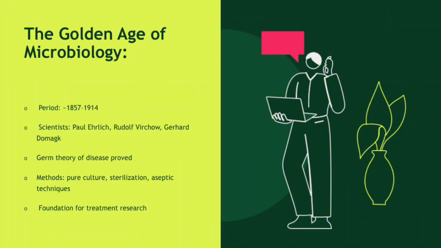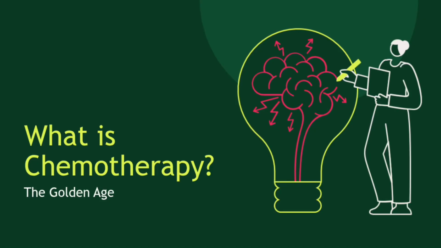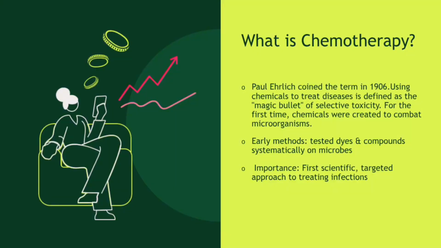It's when the germ theory of disease was proven and essential lab techniques like pure culture and sterilization were established. Our key figures all built their careers on this foundational work. So, what is chemotherapy? Building on the Golden Age discoveries, Paul Ehrlich coined the term chemotherapy in 1906.